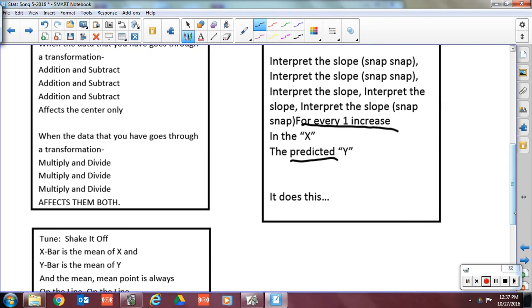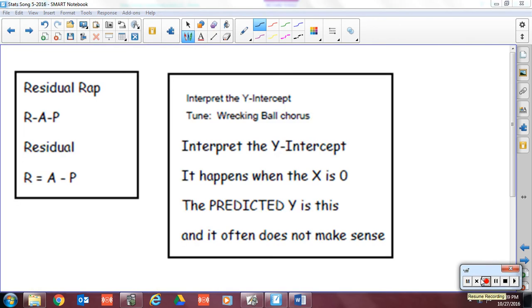So okay, so the y-intercept song goes to the wrecking ball, the chorus to the wrecking ball.